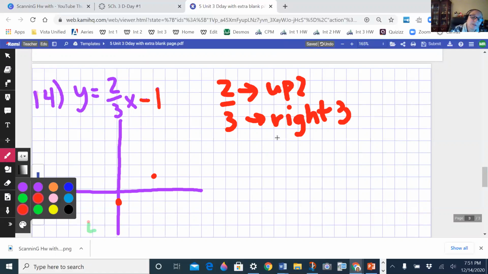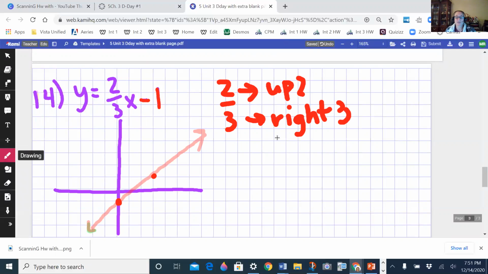Oops, I'll get a color. And there's our line. It has a positive slope, so it should be an increasing line.